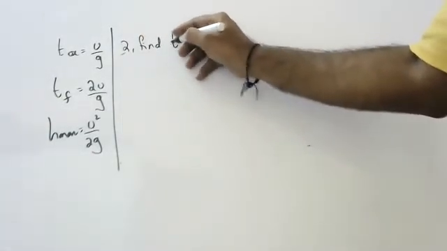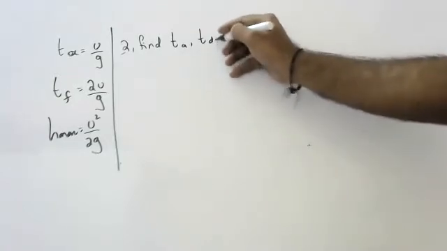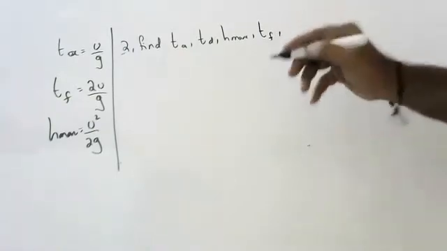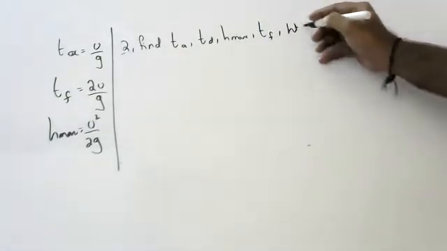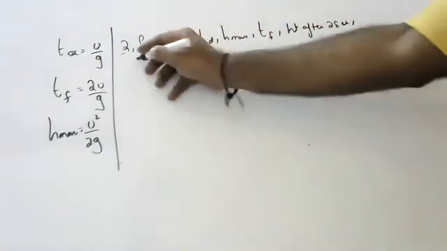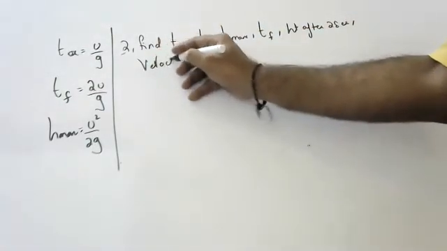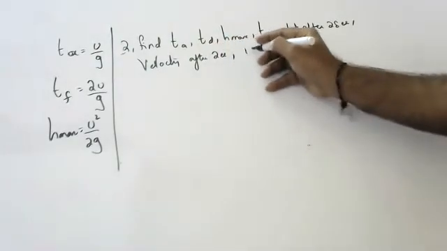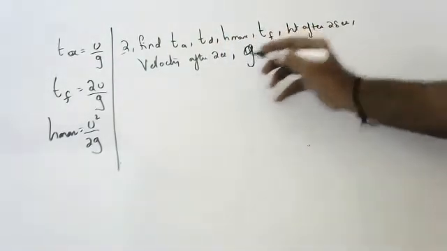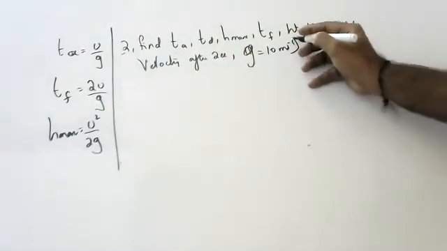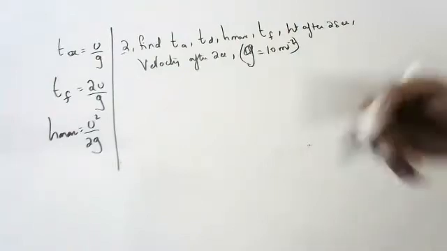Find time of ascent, time of descent, maximum height, time of flight, height after 2 seconds, velocity after 2 seconds. If g is not given as 9.8, please take 10. If they mention only, you should take 10. You should not take on your own.